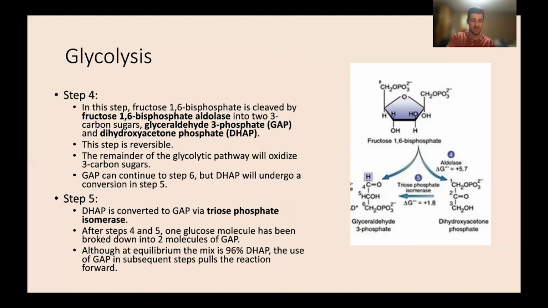Although at equilibrium, the mix is 96% DHAP, the use of GAP in subsequent steps pulls the reaction forward. So DHAP and GAP are going to be in equilibrium with each other, but because we can't use DHAP, the only usable form of the product is that GAP product. It's going to be pulled into other steps. And because we're lowering that GAP concentration, it's actually going to pull the equilibrium over from DHAP more so to the GAP.